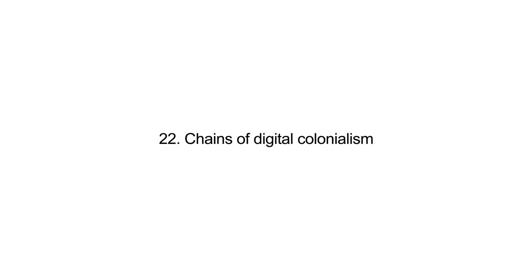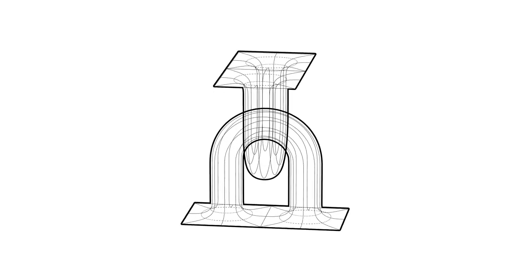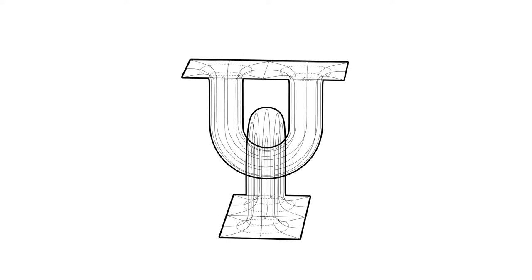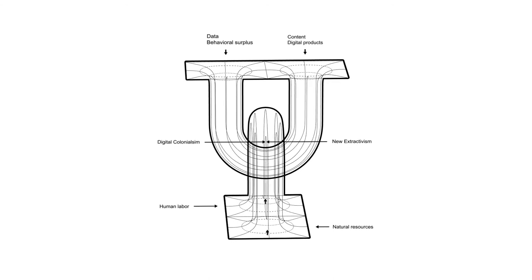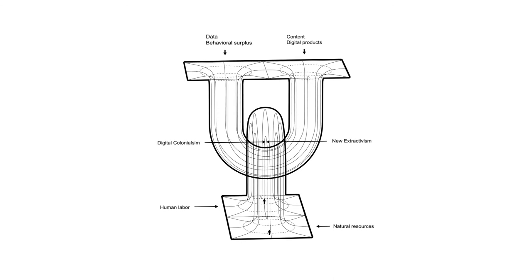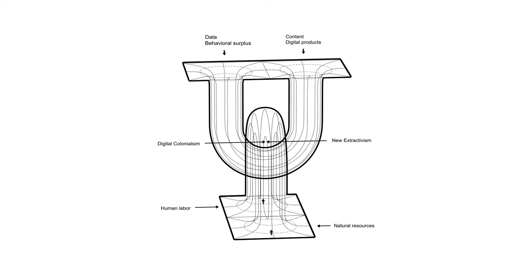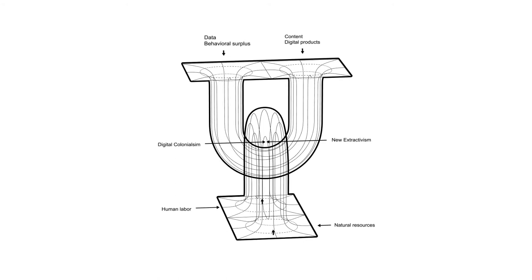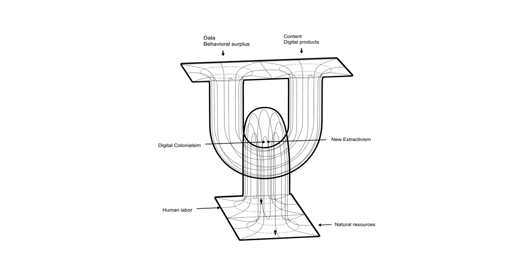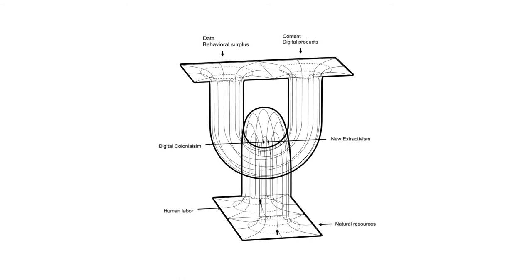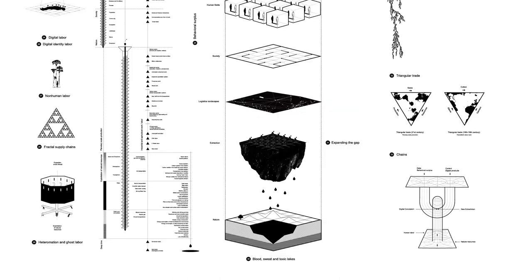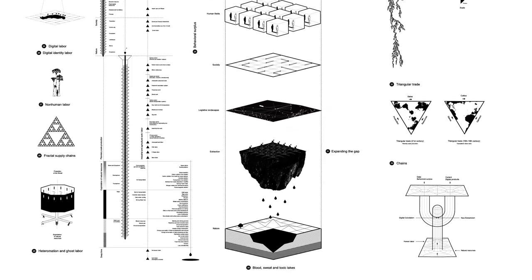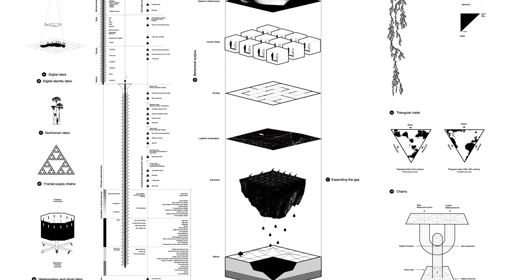22. Chains of digital colonialism. Traditional colonial practices of control over critical assets, trade routes, natural resources and exploitation of human labor are still deeply embedded in the contemporary supply chains, logistics and assembly lines of digital content, products and infrastructure. In that sense, chains of digital colonialism are made both on the extraction of digital surplus and the traditional exploitation of labor and resources. The concepts presented are mostly represented here visually, in the form of allegories.